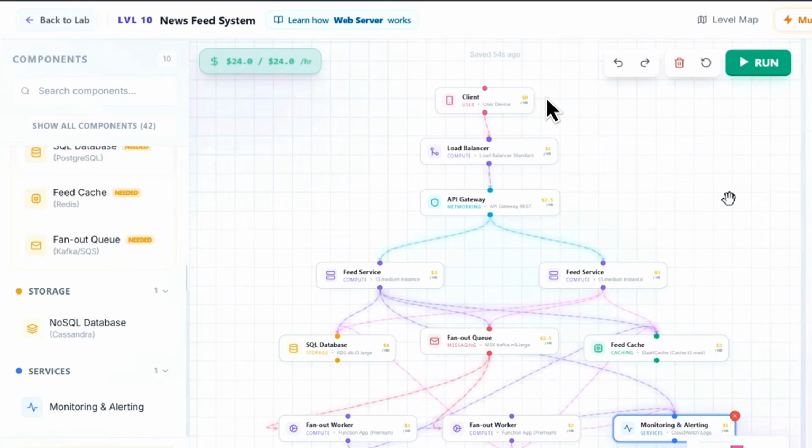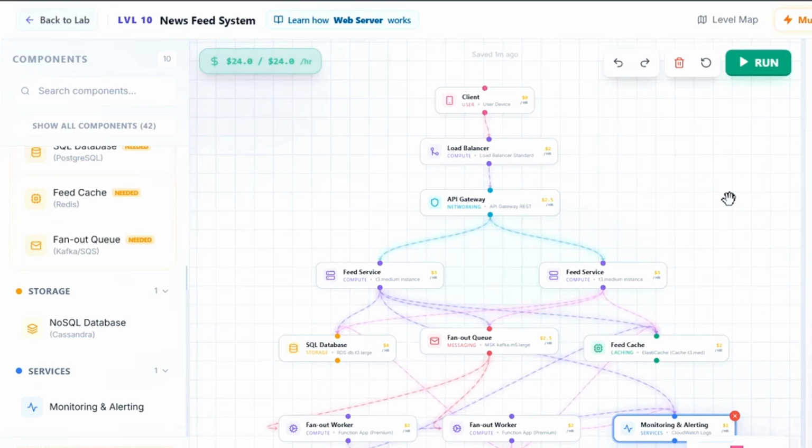First of all, let us go through the read path. When a user opens the application, the client sends a request to the load balancer. The load balancer distributes the request across multiple instances, and the request reaches the API gateway where authentication and routing are performed. The request is then forwarded to one of the feed service instances. The feed service first checks the feed cache. If the feed exists inside our cache memory, it is immediately returned to the client. If it is not present, then the feed service retrieves the necessary data from our SQL database, constructs the user's timeline, and sends it back to the client.